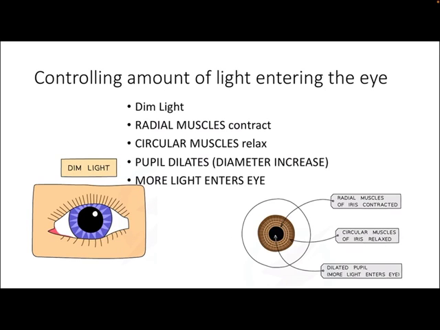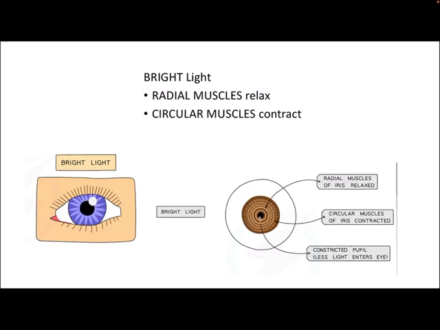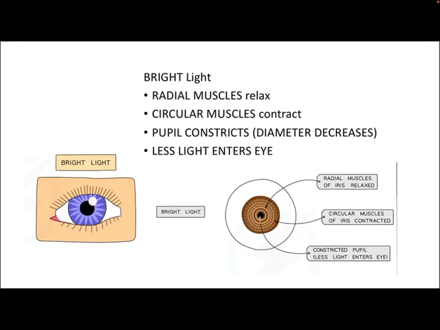You can see in the diagram that the radial muscles are contracted, so they are getting shorter. The circular muscles are relaxed, causing the diameter of the pupil to increase. In bright light, the opposite is happening. Our radial muscles relax and become longer. The circular muscles contract. That causes the pupil to constrict and the diameter to get less. So less light will enter the eye, making damage to the retina less likely.